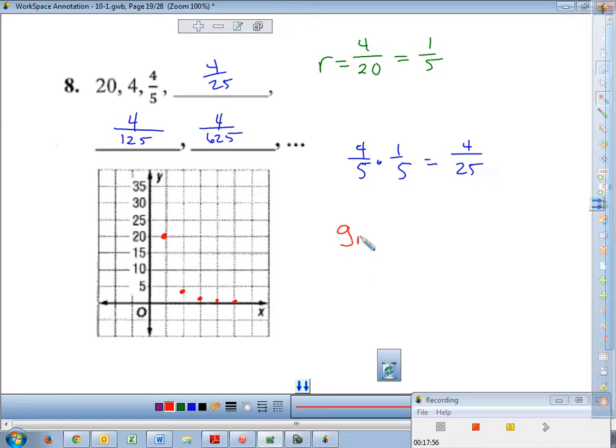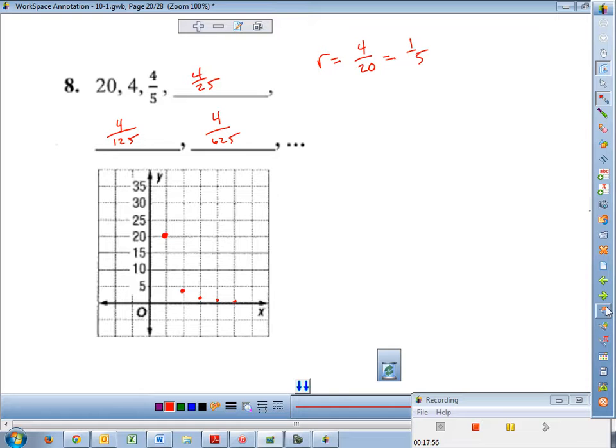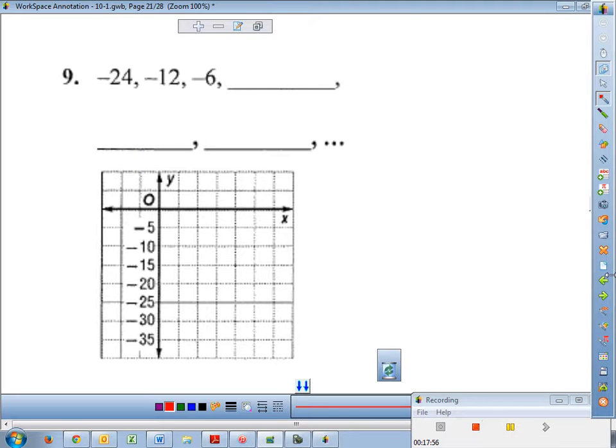Well, let's see. The nth term of a geometric sequence will equal the first term times the ratio to the n minus 1 power. The nth term equals, well, our first term is 20 times my ratio, which was 1/5, make sure you put them in parentheses, to the n minus 1 power. Isn't that base right there between 0 and 1? So that's an exponential decay. Yay! And then number 9 you can try on your own. Get a common ratio, find the next 3 terms, and plot.